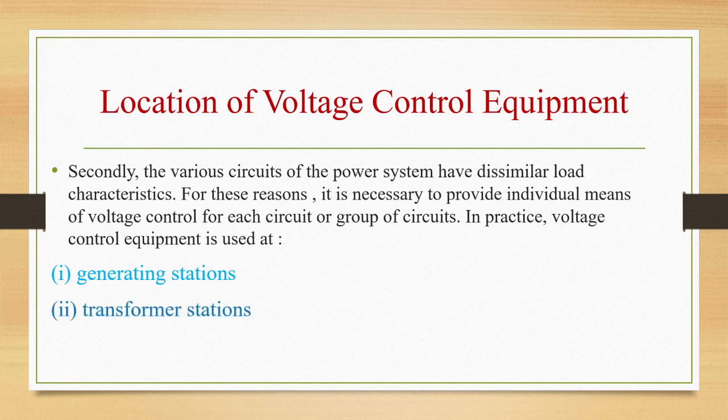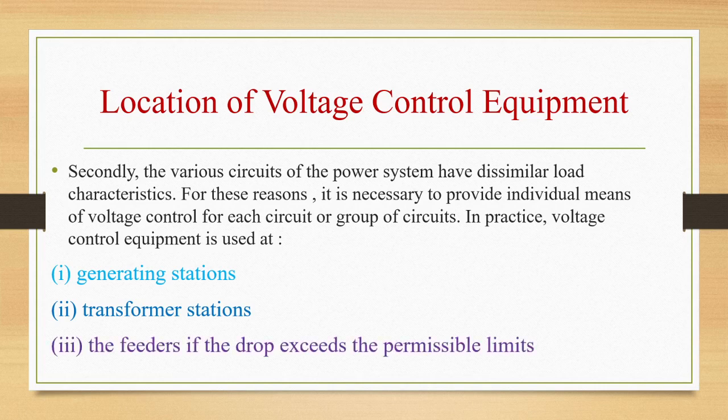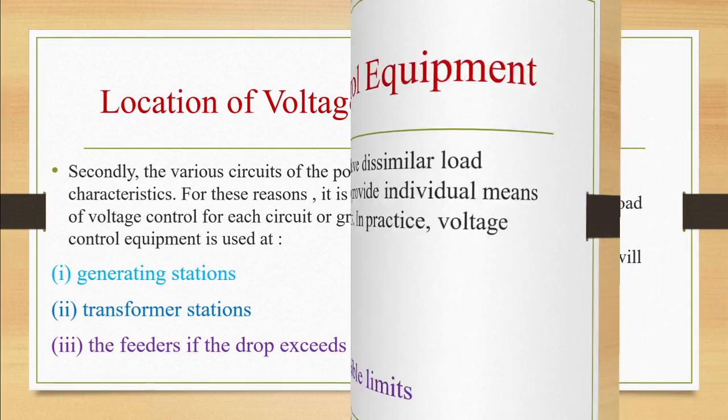Second is transformer stations where the voltage is getting increased or decreased. Okay, a transformer is an equipment which is used to increase or decrease the value of voltage. So at transformer stations also, we need voltage control equipment. And next is the feeders. If the voltage drop exceeds the permissible limits, then at the feeder side also voltage control equipment is used. Okay. So there are three main places where voltage control equipment is used. First is generating stations, second is transformer stations, third is feeders.